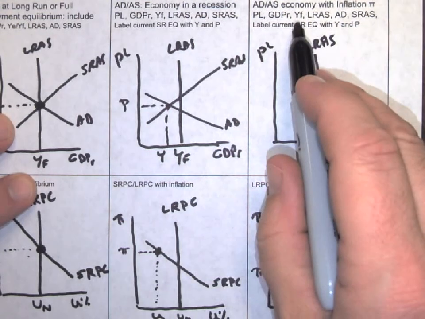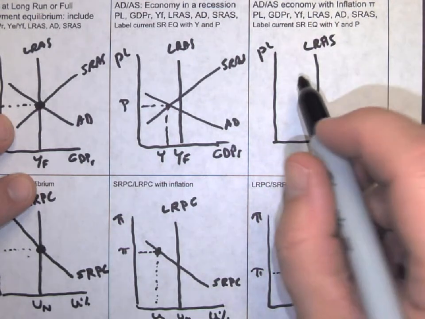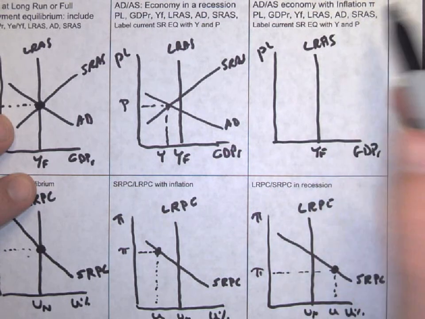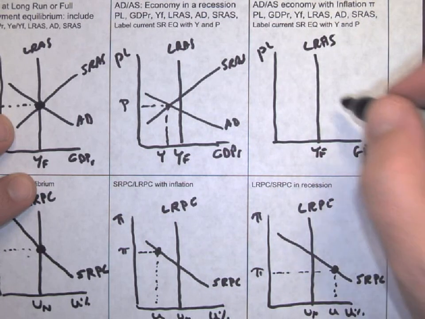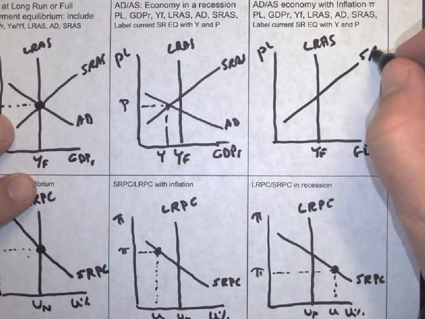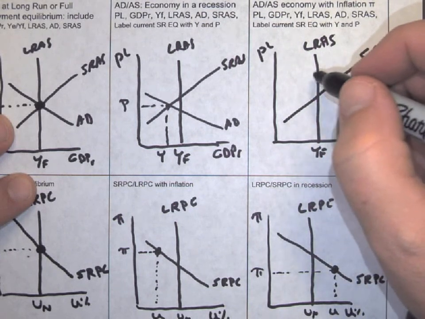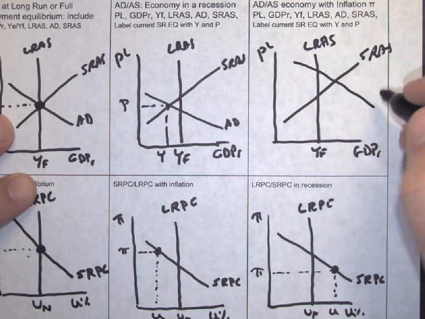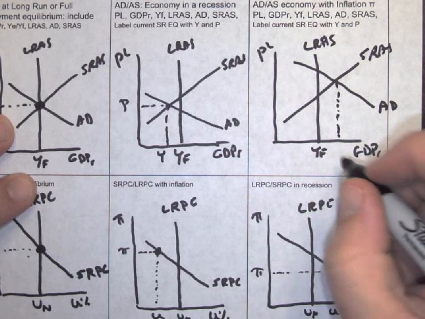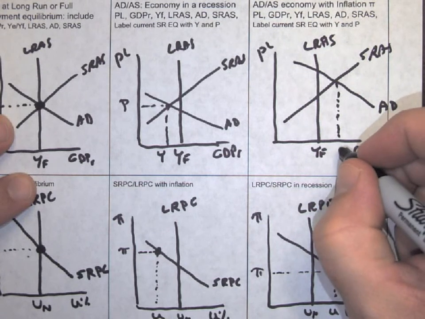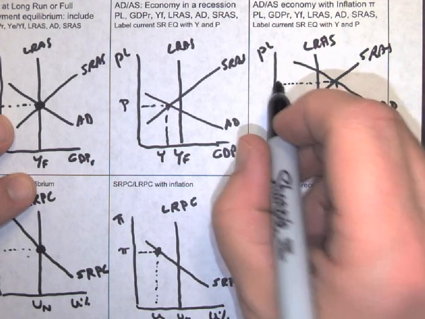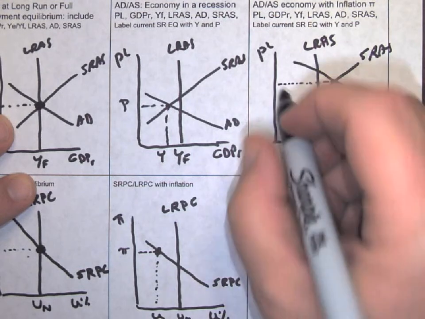So now we're looking at an economy with inflation. So we've labeled price level, GDP, full employment, long run supply. Now we need aggregate demand and short run supply. And these are actually going to cross to the right. So I'll have short run aggregate supply, and then aggregate demand is going to cross it over here. So that shows that we have expected inflation, we have overproduction, any of those things that can cause us to operate to the right of full employment GDP.